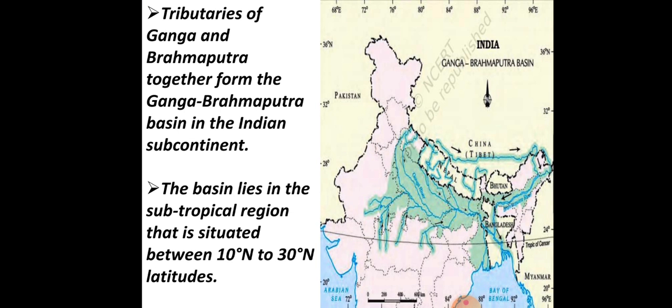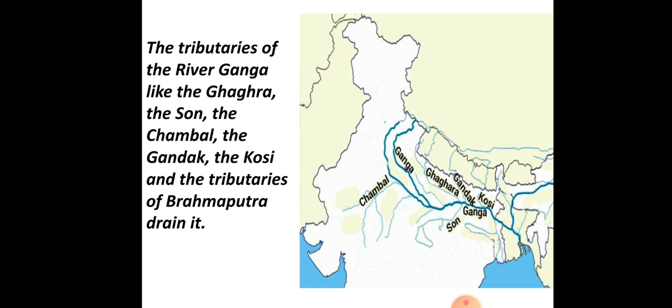Now, the Ganga Brahmaputra basin. The tributaries of Ganga and Brahmaputra together form the Ganga Brahmaputra basin in the Indian subcontinent. The basin lies in the subtropical region that is situated in 10° north to 30° north latitudes.